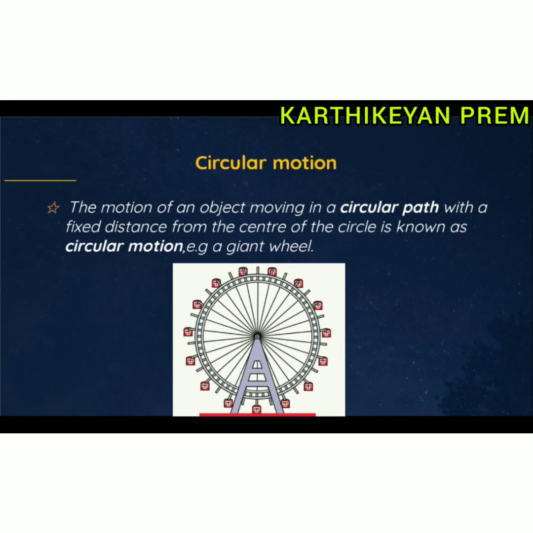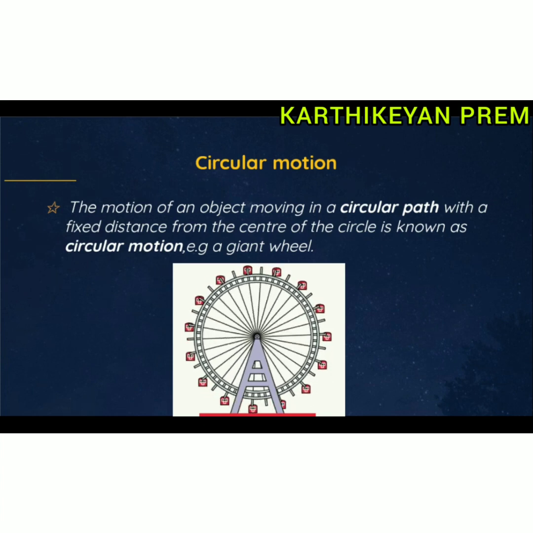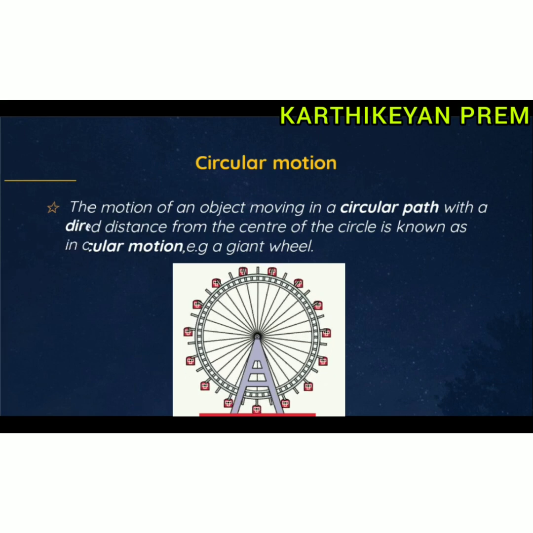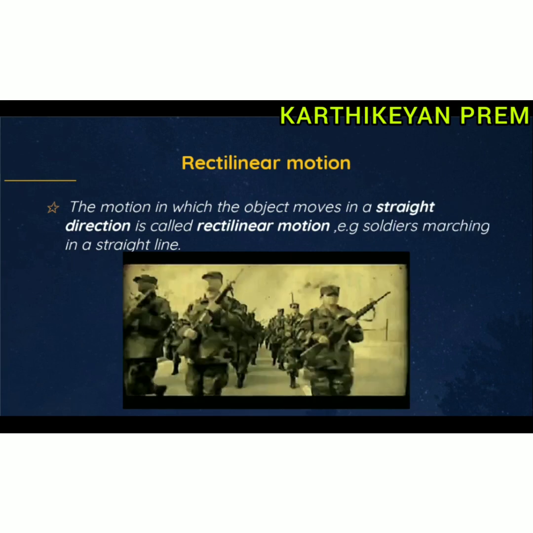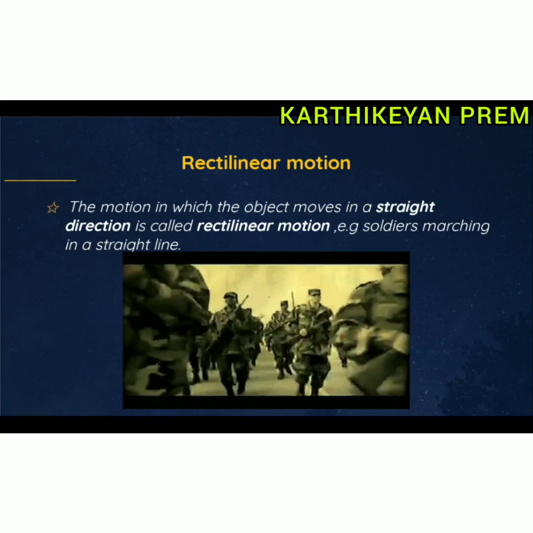Circular motion: the motion of an object moving in a circular path with a fixed distance from the center of the circle is known as circular motion. Example, a giant wheel. Rectilinear motion: the motion in which the object moves in a straight direction is called rectilinear motion. Example, soldiers marching in a straight line.